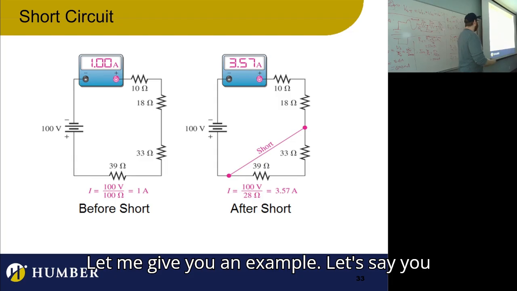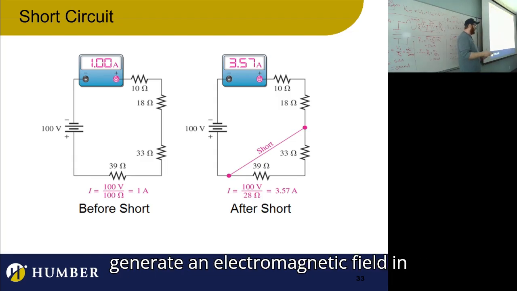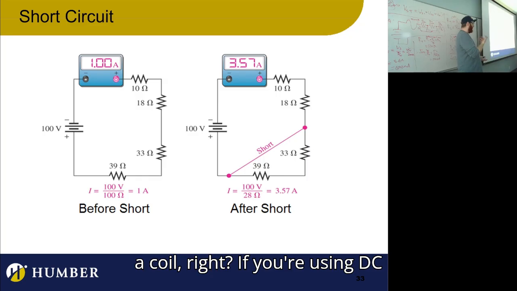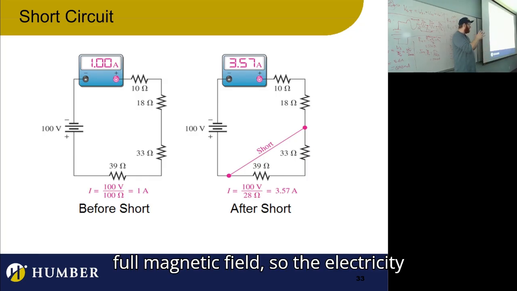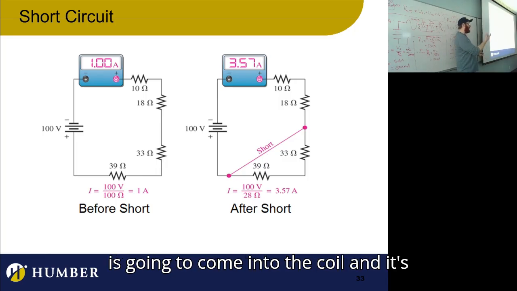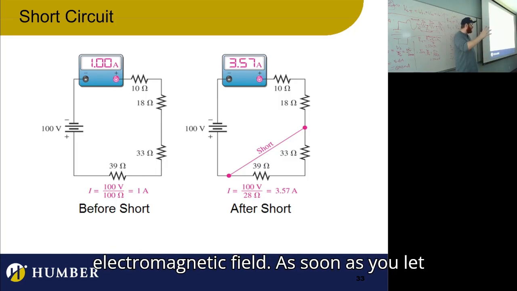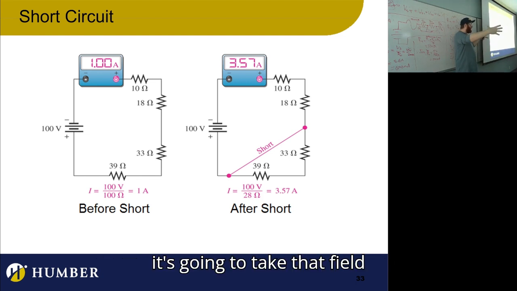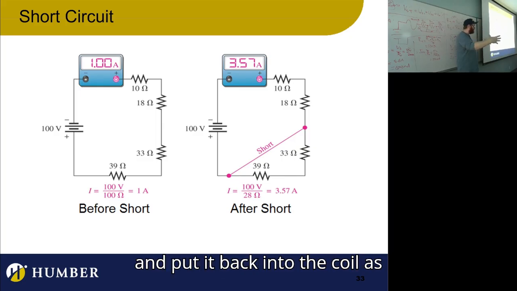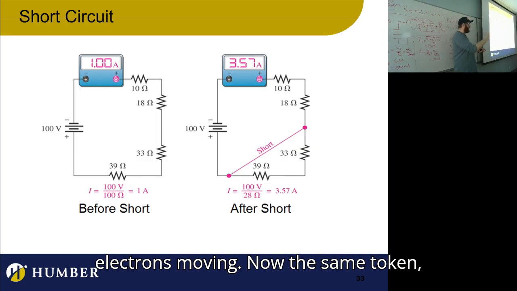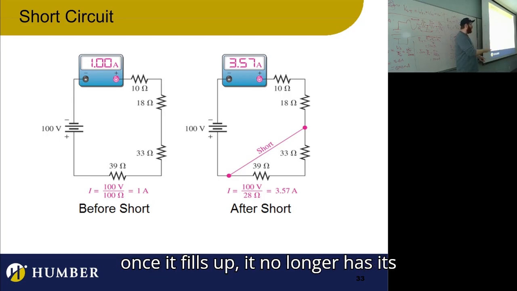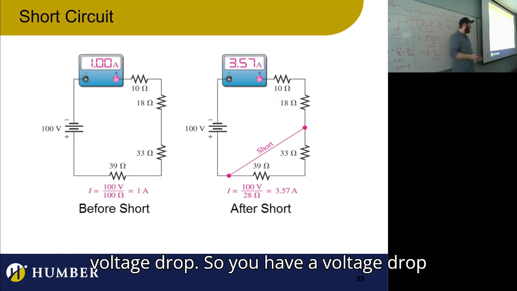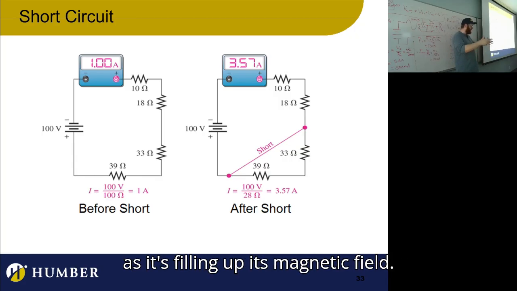Let me give you an example. Let's say you generate an electromagnetic field in a coil, right? If you're using DC current, the electricity is going to come into the coil and it's going to start to build up its electromagnetic field. As soon as you let go of that field and the electricity, it's going to take that field and put it back into the coil as electrons moving. By the same token, once it fills up, it no longer has its voltage drop. So you have a voltage drop as it's filling up its magnetic field.